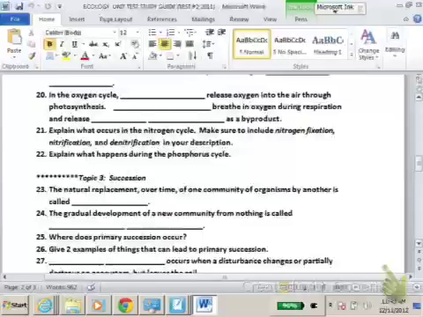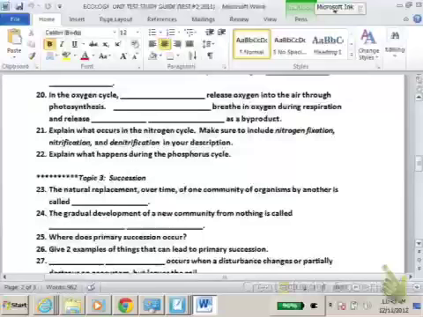And then 22, explain what happens during the phosphorus cycle. Well, the phosphorus cycle is the only one that doesn't involve going into the air. Basically, consumers get phosphorus from producers when they eat them, and then phosphorus is put back into the soil when those consumers die and decompose.